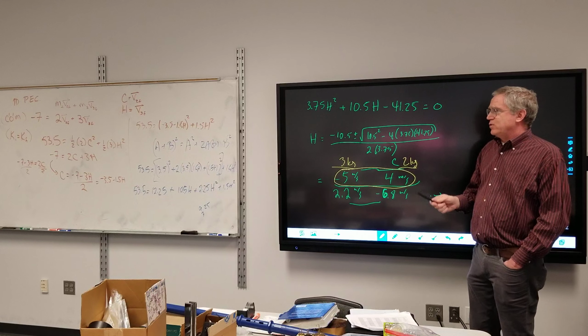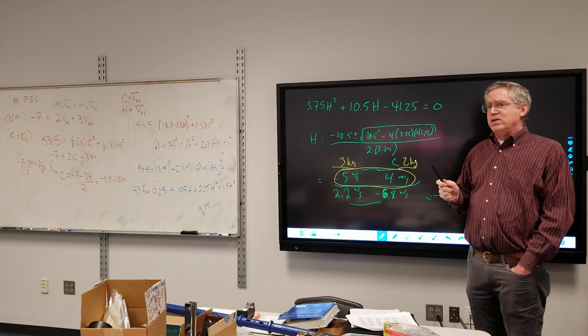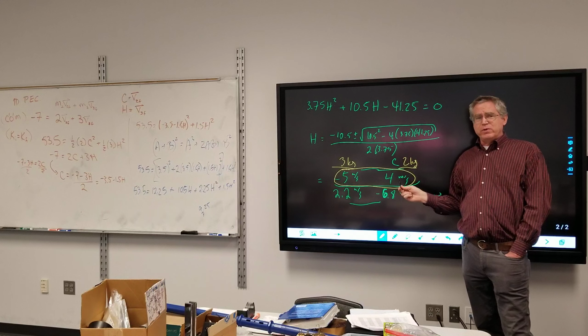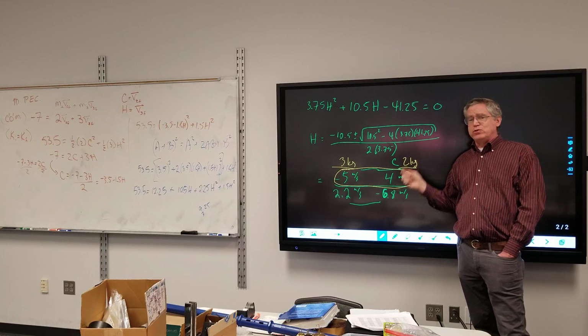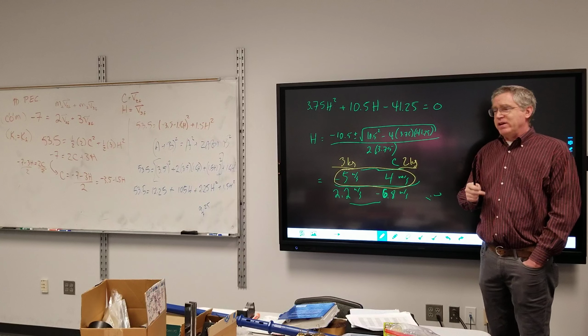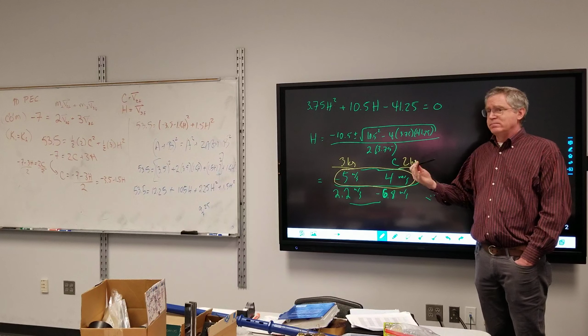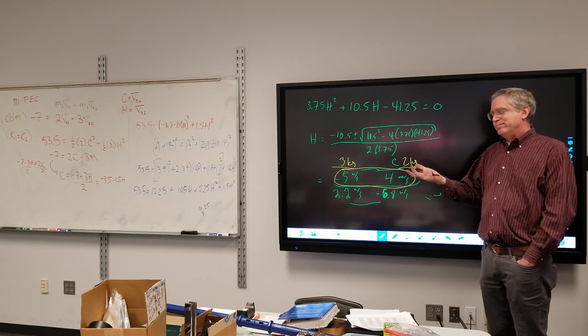This method here is one of 3 methods. It has the nice advantage that one of the answers had better be the original situation. You get an immediate check. We've done something right because one of our solutions is the original problem. The disadvantage is you're doing a quadratic. It's not that bad. You just plug it in.